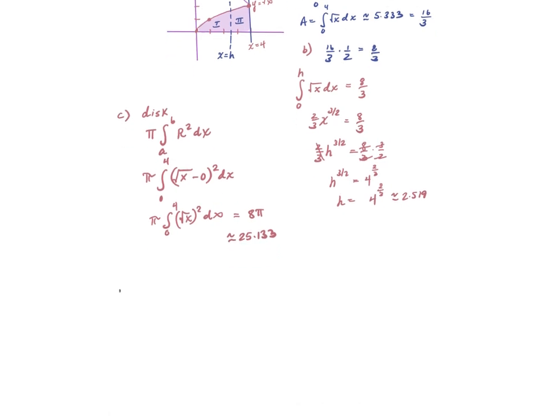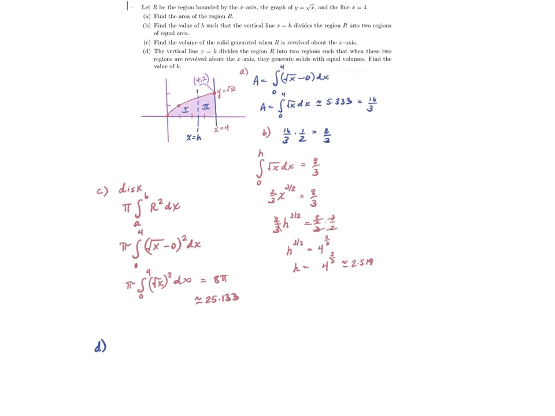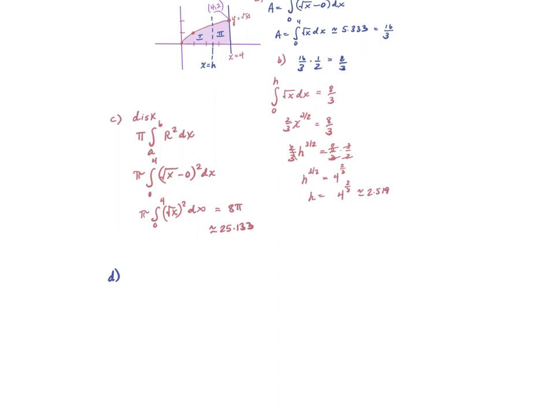All right, last part is part D, and they are asking us to split the vertical line K into two equal regions, equal volume. So kind of like part B, but we're talking about volume now. We just found the volume to be 8 pi, so we know half of it would be 4 pi, okay? So we're going to do pi.